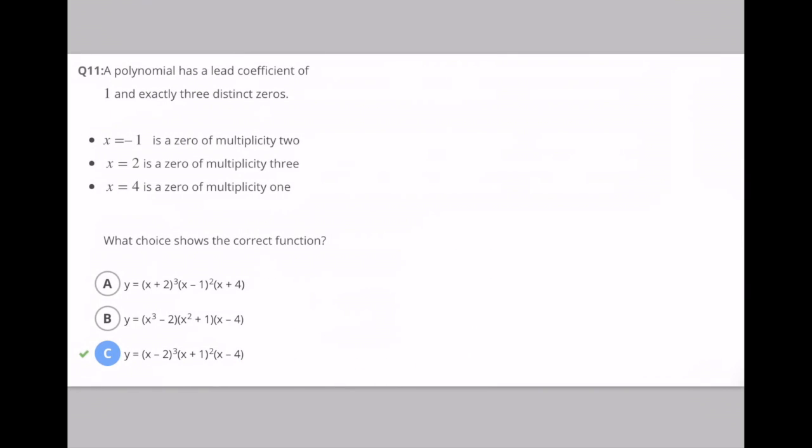Last question, we have a polynomial, and it has 3 zeros. So x equals -1 has a multiplicity of 2. Whatever this 0 is, we know that it has to have an exponent of 2. Our 0 of x equals 2 has a multiplicity of 3. So this 0 will have to have an exponent of 3. And lastly, x equals 4 has a multiplicity of 1. So we could say it has an exponent of 1, but we don't have to write that. We could just leave it blank.